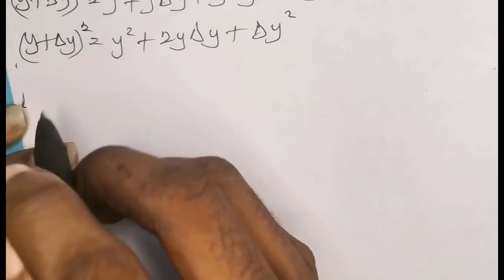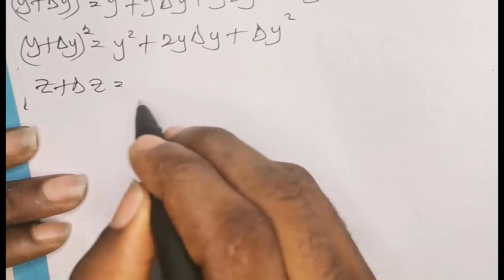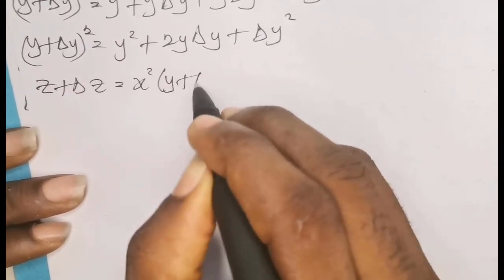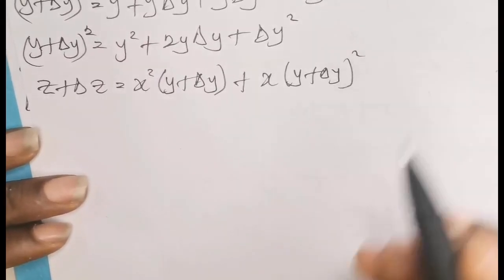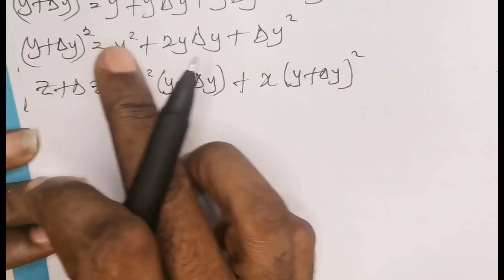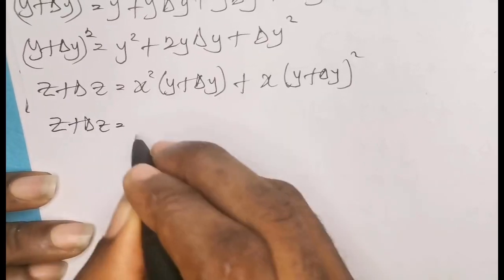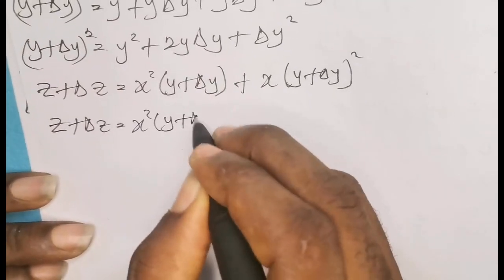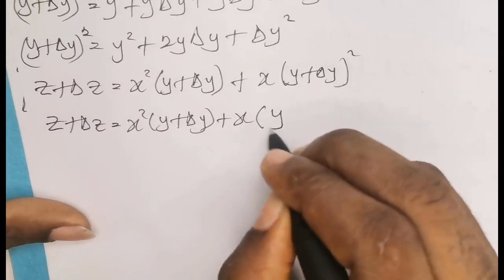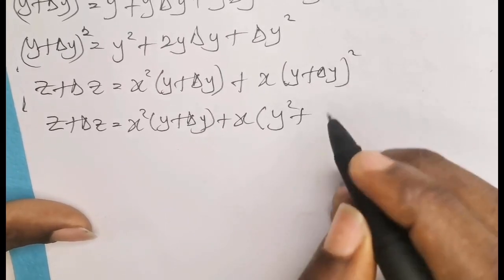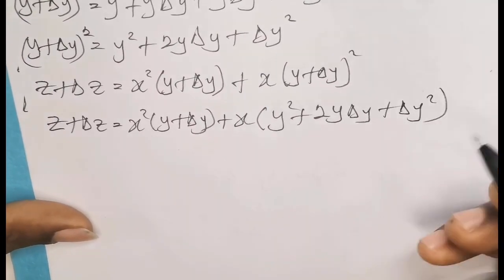So not forgetting, equation 1 we had z plus change in z to be equal to x squared into y plus change in y plus x into y plus change in y all squared. So in place of y plus change in y squared, let's put in the real expansion. So I have z plus change in z to be equal to x squared into y plus change in y plus x into, in place of this, we simply put y squared plus 2y change in y plus change in y all squared.